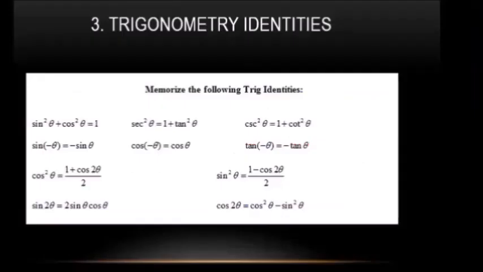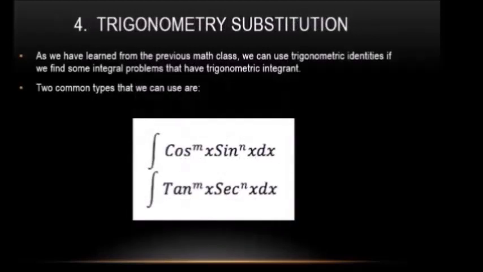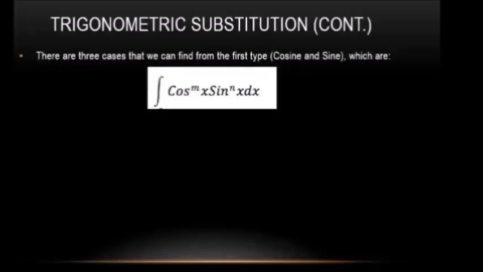Technique 3, Trigonometric Identities. It's important to review your trigonometric identities because they will be utilized for integration. It's also important to review your hyperbolic functions because those will also be utilized when trying to solve integral problems. Specifically, if we have the integration involving a cosine and a sine, or involving the integration of tangent and secant, there's different techniques that will be helpful to solve these integrations.